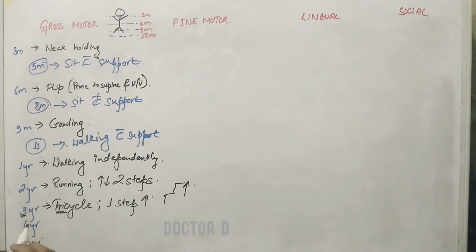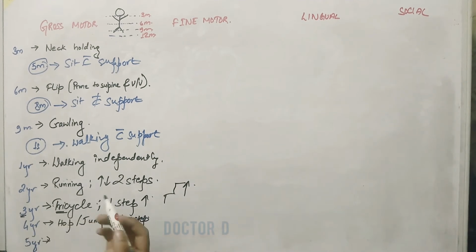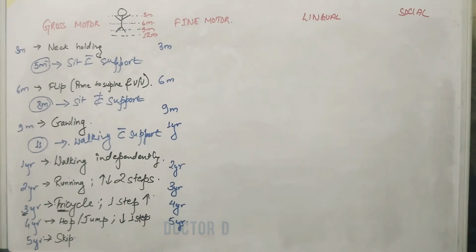At 4 years the child is able to hop or jump and climb down the stairs one step at a time. Obviously climbing down is much more difficult than climbing up for a child, hence the event occurs later in child development. And finally at 5 years the child develops the ability to skip. Now coming down to fine motor functions.